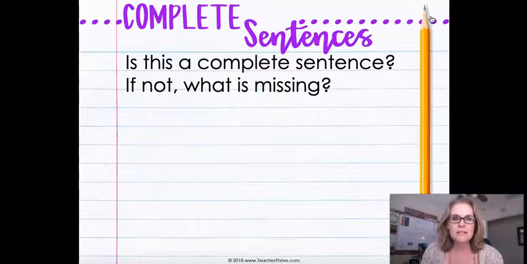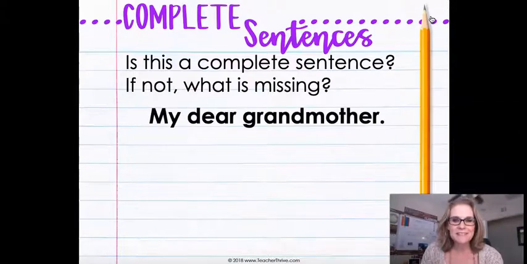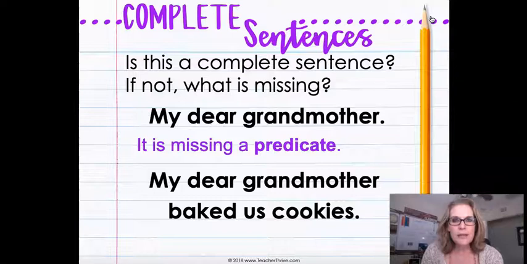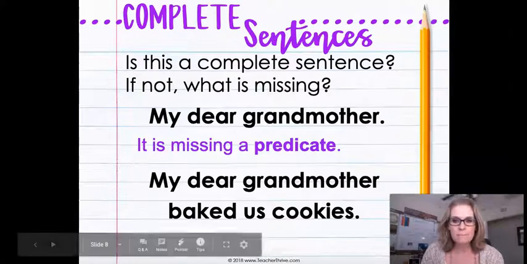Is this a complete sentence? If not, what is missing? My dear grandmother. What do you guys think? Complete sentence? It has a subject. We're talking about my dear grandmother. But what about her? What did she do? Right? It's missing something. It's missing the predicate. What about my dear grandmother? My dear grandmother baked us cookies. Now it's a complete sentence because our subject is there, my dear grandmother, and the predicate, what she did. She baked us cookies.